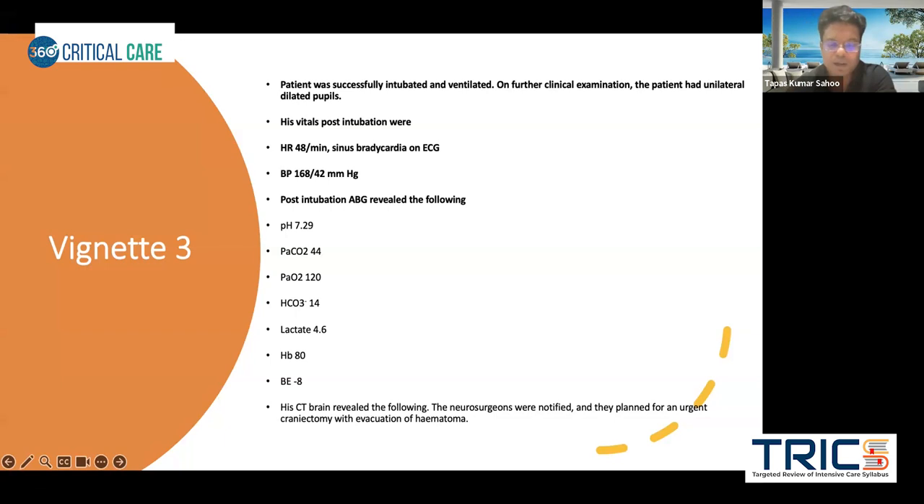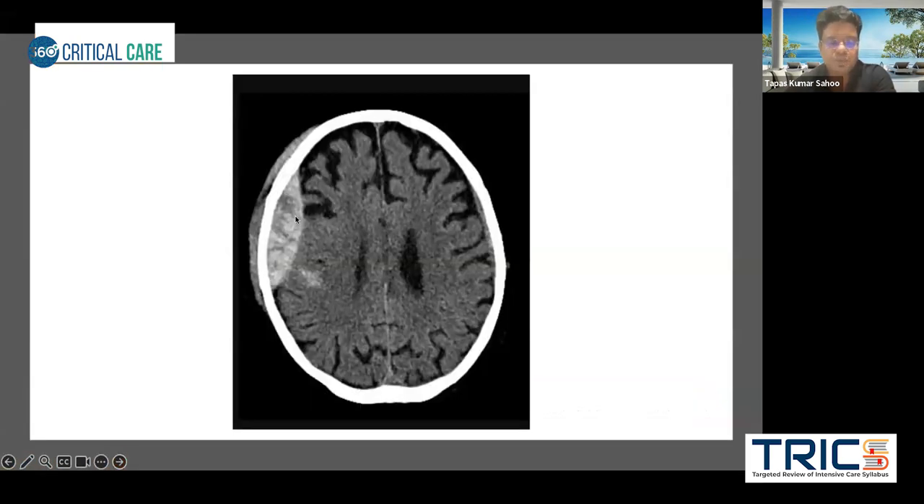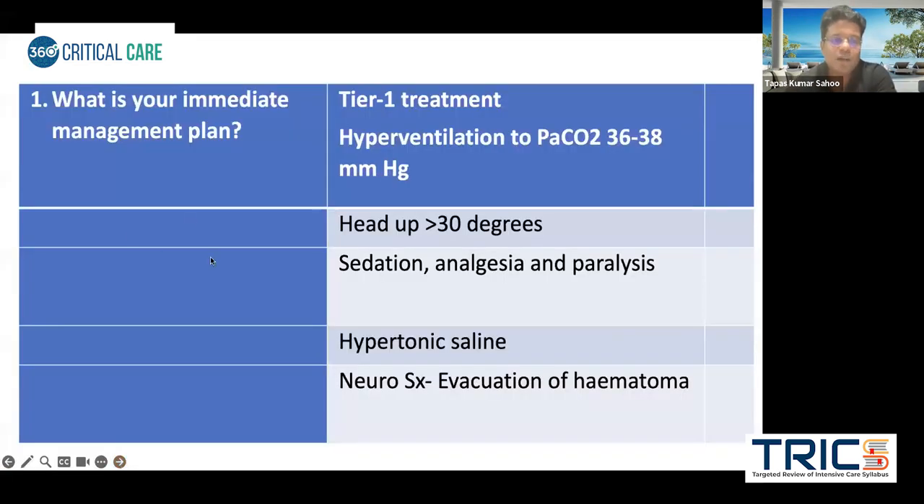I would show you the CT brain finding. The neurosurgeons were notified and they planned for an urgent craniectomy with evacuation of hematoma. Now, the CT brain at this point of time looks like this. So it is an EDH. Now, what is your immediate management plan?